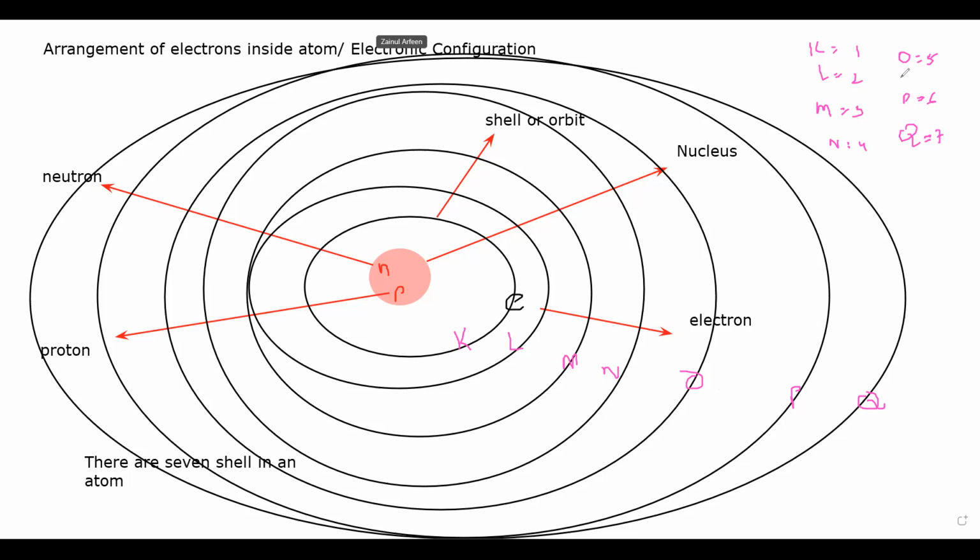Now our main topic is how to arrange these electrons inside the atom. There are so many atoms, with a lot of electrons, so you don't have to learn for all the atoms. What you have to learn is the first 20 elements. Electronic arrangement or electronic configuration.